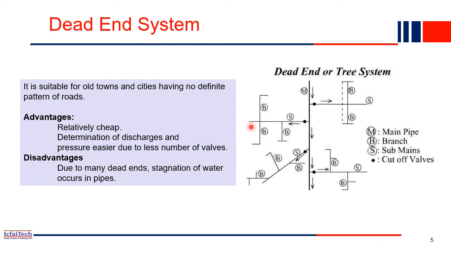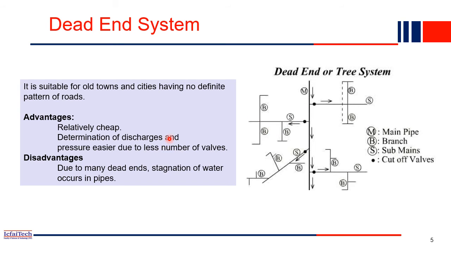So whatever road line follows, that only pipeline we have to follow, and then this dead end or tree system we have to use. So it will also have some advantages as well as disadvantages. What is the advantage? The advantage is, you can see, relatively cheap, because you just have to follow the road line, and it is a very simple dead end technique.